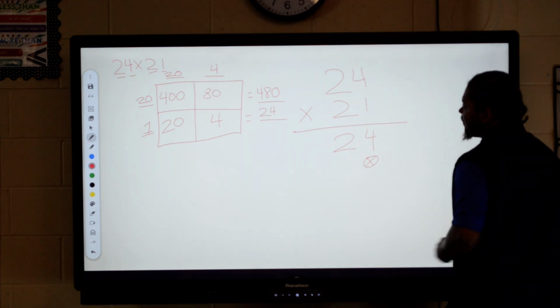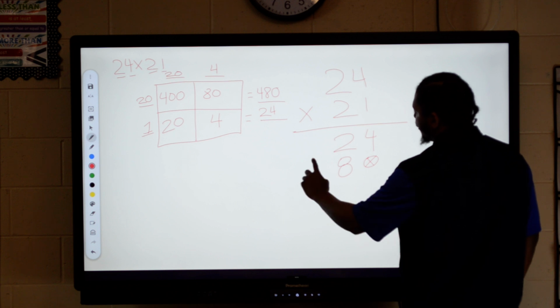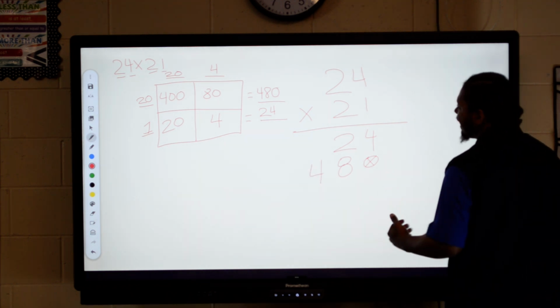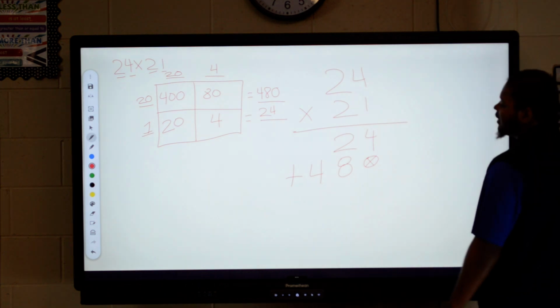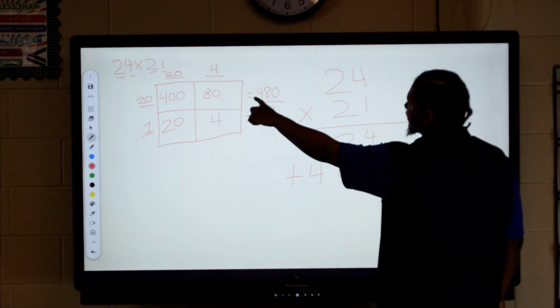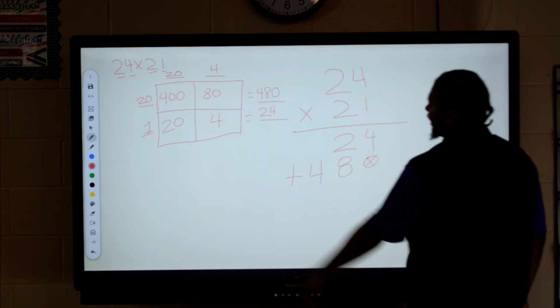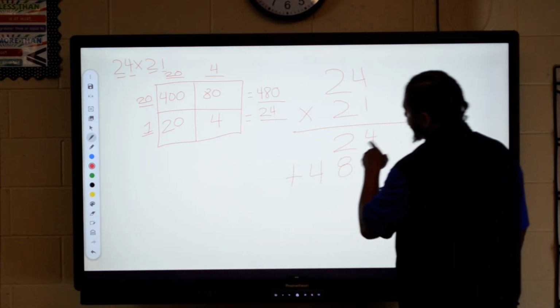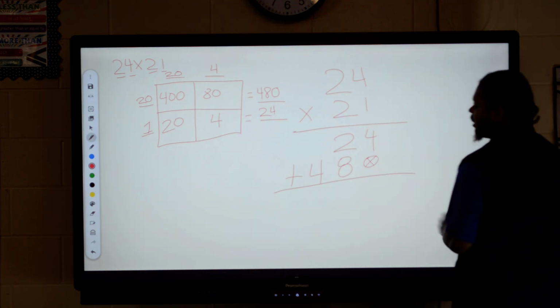2 times 4 is 8. And we know 2 times 2 is going to be 4 again. Our last step is to add our 2 partial products. Do you see the similarities here? One of our partial products is 480. We have that here with our 0 spacer. And then our first partial product is 24. We have that here. So now we know that we're on the right track and we can go ahead and add our 2 numbers together.